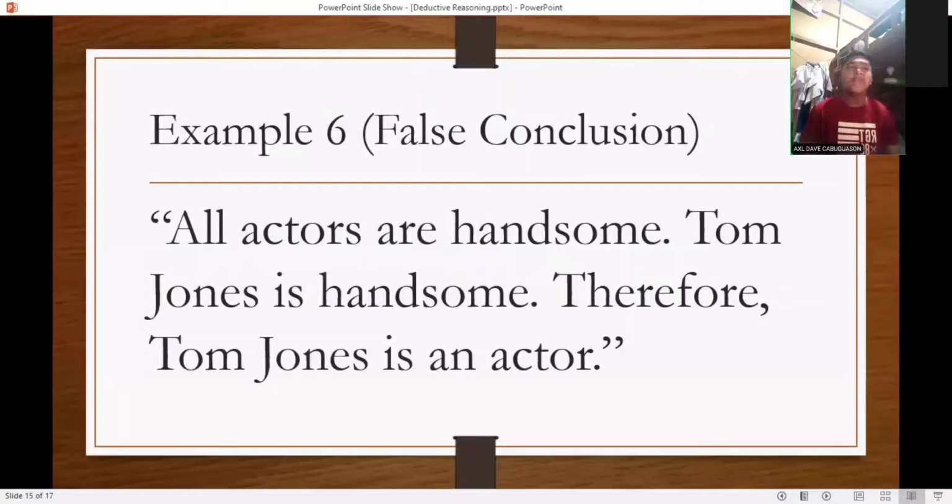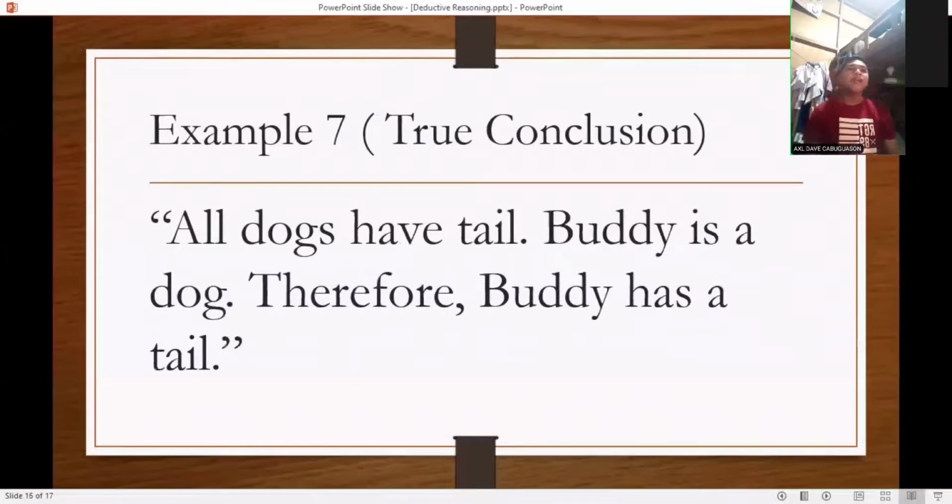Example number 6, another false conclusion. All actors are handsome. Tom Jones is handsome. Therefore, Tom Jones is an actor. So that's a deductive reasoning which has a false conclusion. And the last example, example number 7, which is a true conclusion. All dogs have tails. That is a major premise. Buddy is a dog, or the name of a dog. So that's a minor premise, and therefore Buddy has a tail. So that statement has a true conclusion.